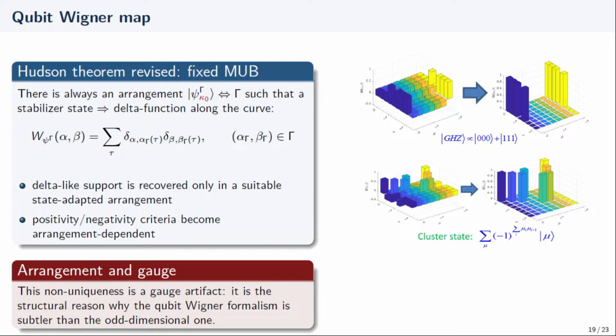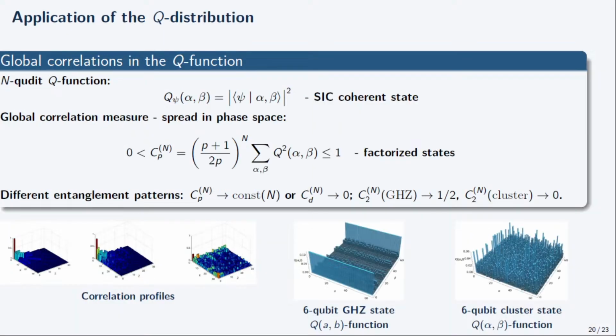And it turns out that in the qubit case, there is always such an association that any stabilizer state can be represented by a delta function. So it depends on the arrangement. It is called, in this language, the context-dependent picture. The picture depends on the context. What operators do you choose for representation? Okay, this is an interesting application of the Q function.